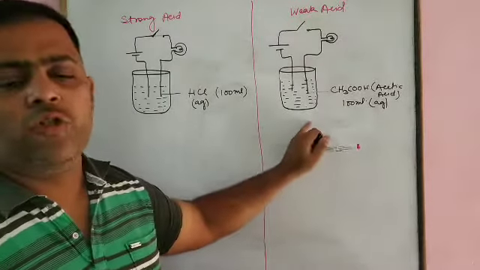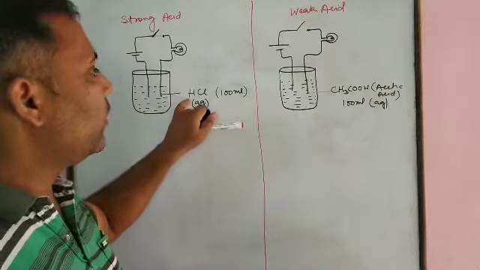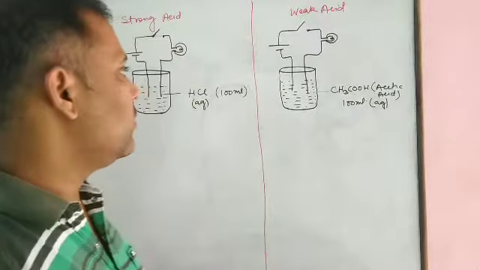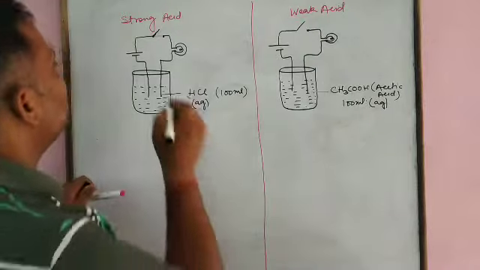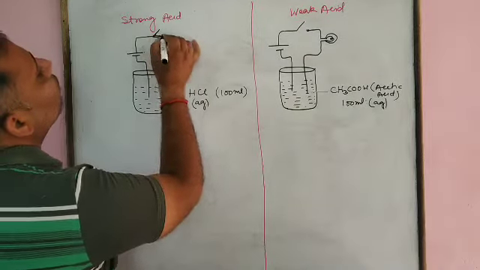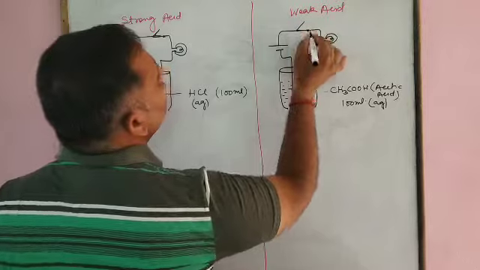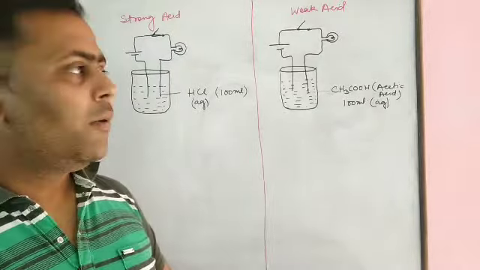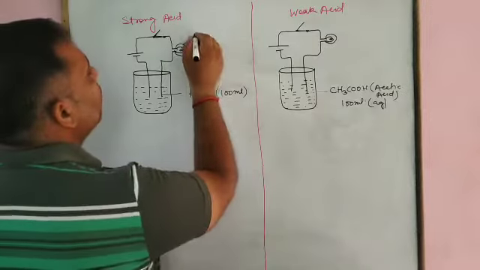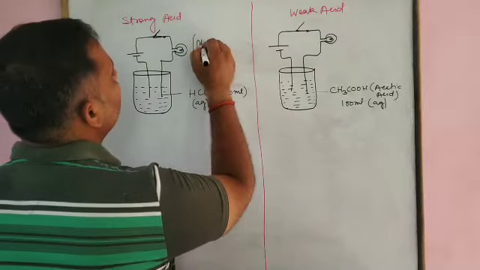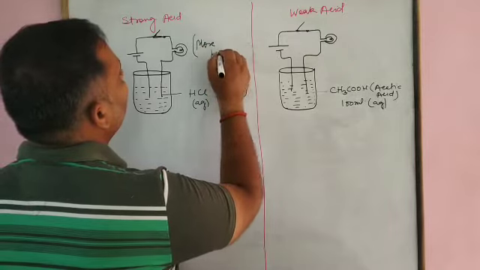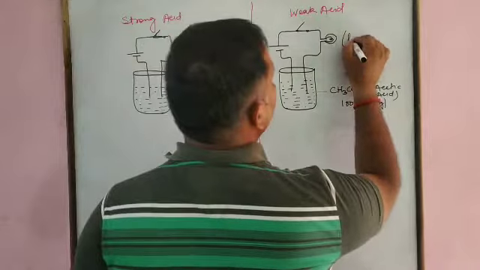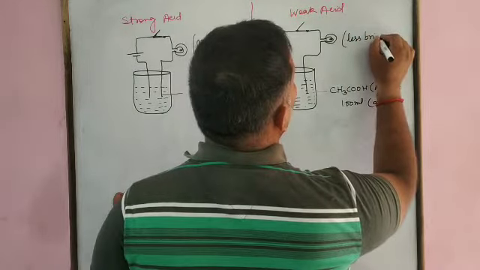The only difference in these two apparatus is that in this apparatus we have taken hydrochloric acid and in this apparatus we have taken acetic acid. But as we close the switch, in both cases the bulb will glow. But what we observe is that this one is brighter, and this one is less bright.